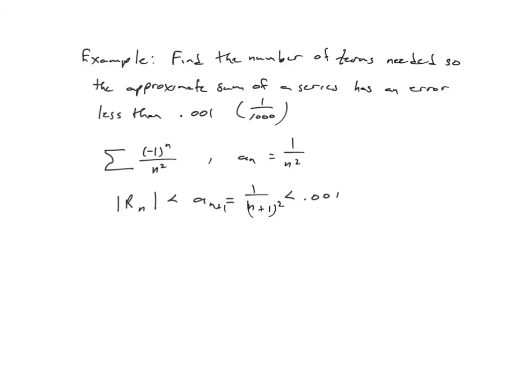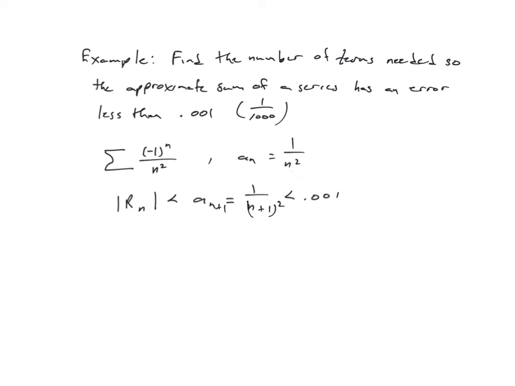Now another example is where we use this remainder theorem to help us identify how many terms we have to use to get our error within a certain amount. In this case, I want to find the number of terms needed to approximate the sum of a series so that the error is less than 0.001, which is 1 over 1,000. My series is (-1)^n over n squared, so a sub n is 1 over n squared.